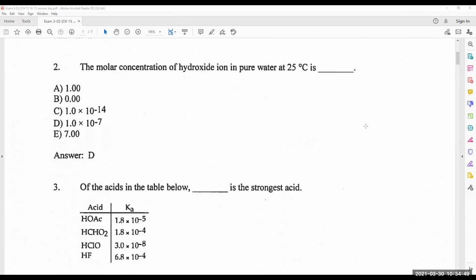Number 2, the molar concentration of hydroxide ion in pure water is what? Well, the correct answer was 1 × 10⁻⁷. So you needed to remember that the hydrogen ion times the hydroxide ion equals 10⁻¹⁴ in water, and each is 10⁻⁷, because pure water is neutral.